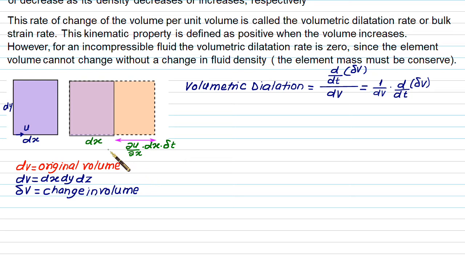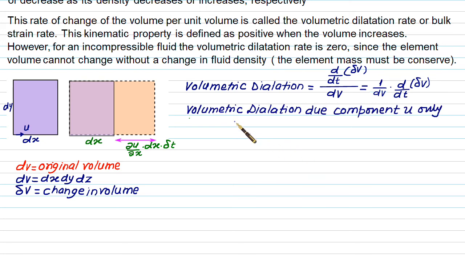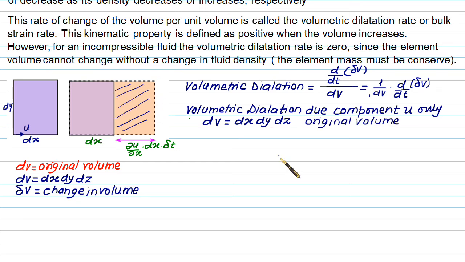So if you observe only the change due to the component of velocity u, in that case we can calculate the volumetric dilation due to the effect of u only. In this case the original volume will be equal to dV, that is equal to the product of dx, dy, dz, and this hatched portion here represents the change in volume.